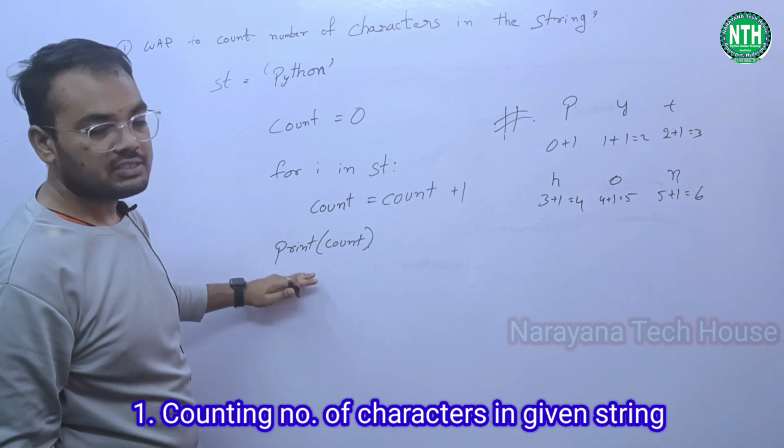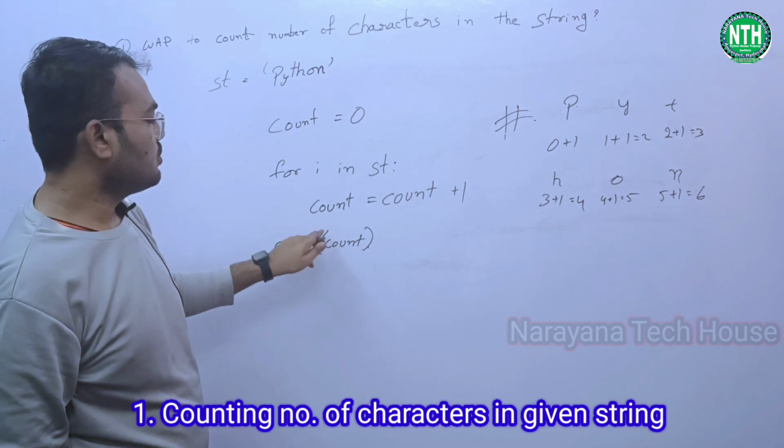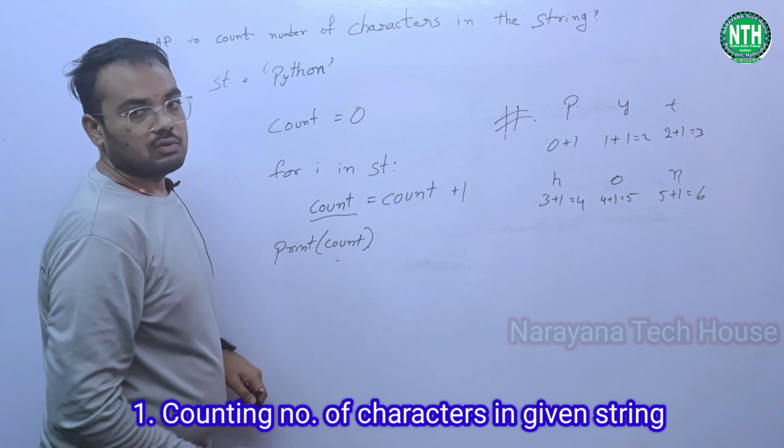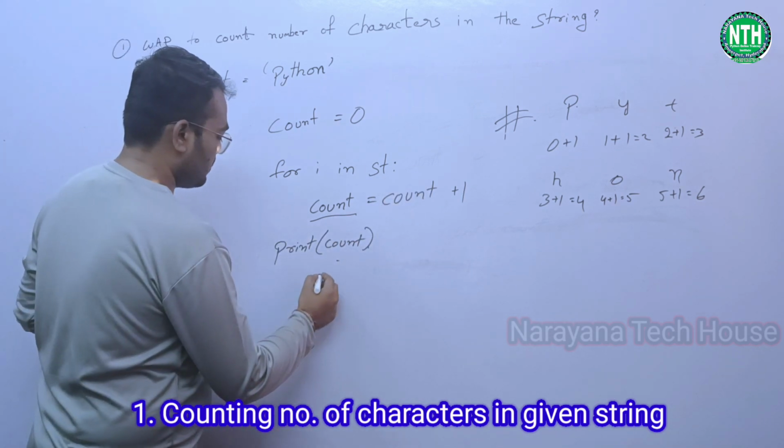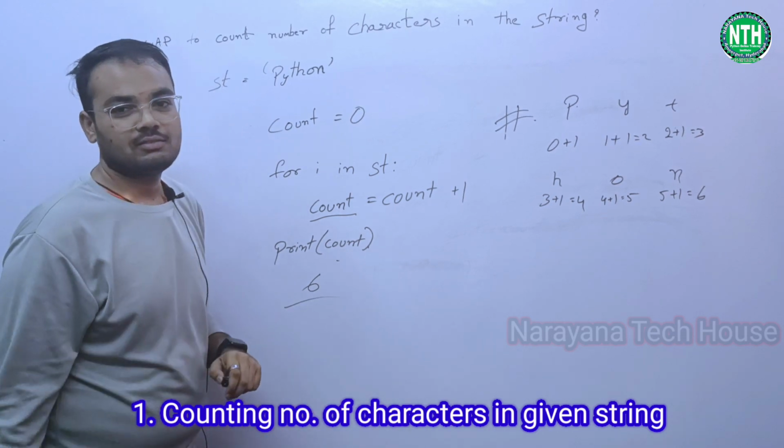What is the next line? The print statement, print of count. This count is printing now. So finally, what is the count value? 6. So the number of characters is 6.